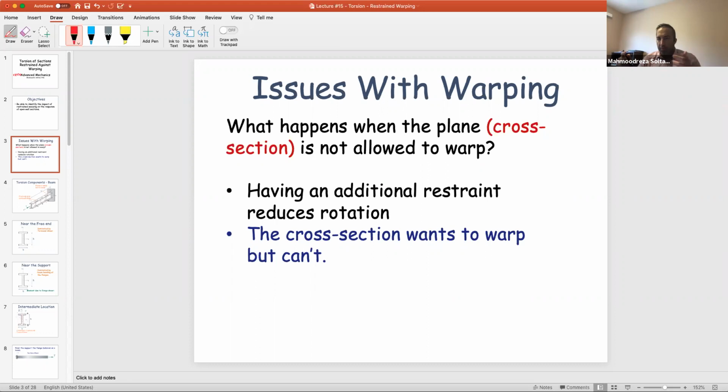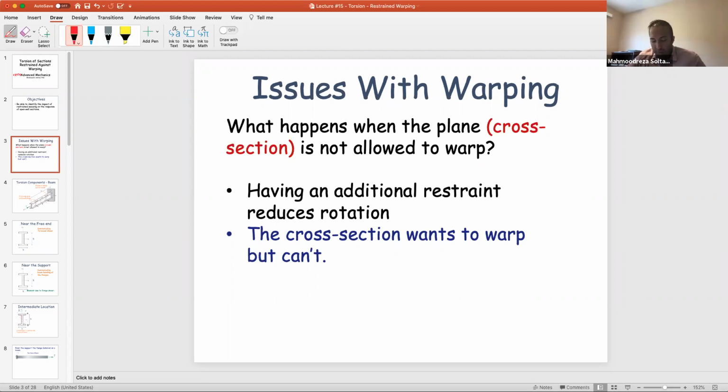As you remember from your statics in undergraduate, whatever you constrain, you're going to cause the development of force and stress. So if you constrain warping, you will be developing some forces and some stresses as a result, right? So what will happen if we are not allowed to warp? We will be having an additional restraint that reduces rotation. In general, rotation would be less because some portion of the force you're applying would be used to warp. So some warping is going to take some of the twist, and your rotation wouldn't be developed completely.